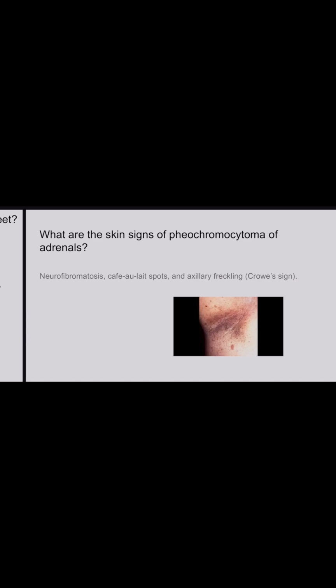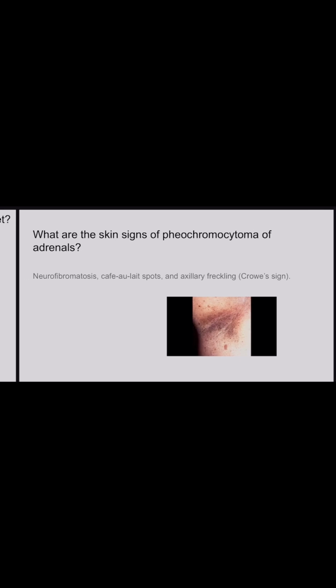So what are the skin signs of pheochromocytoma of the adrenal? We can see neurofibromatosis, café au lait spots and axillary freckling like Crowe's sign. These are the cardiac clues from physical appearance, skin lesions.